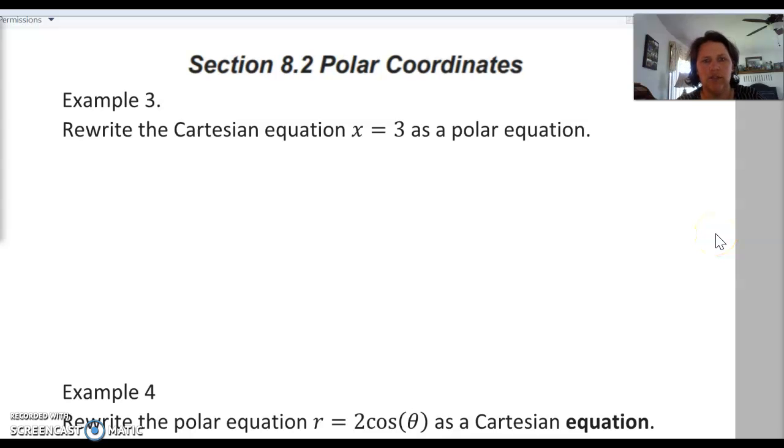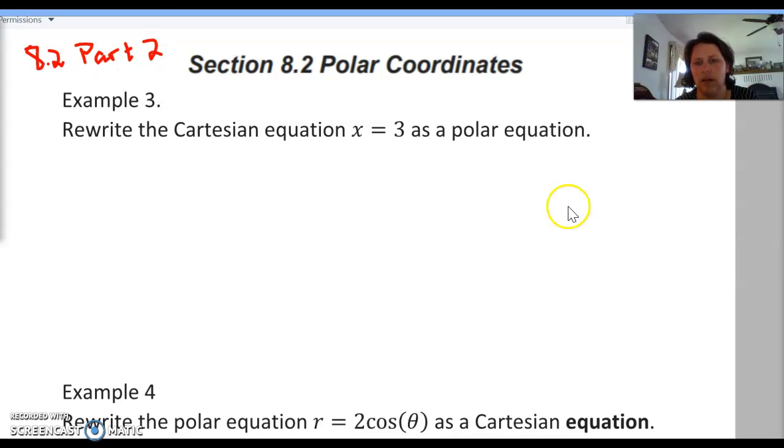Alright, so this is a continuation of section 8.2. So this is 8.2 part 2. And what we're going to be working on now is polar equations. So we are going to be going back and forth between Cartesian equations and polar equations using the same equations that we talked about before. So x equals r cosine theta and y equals r sine theta, and doing whatever substitutions we need to.